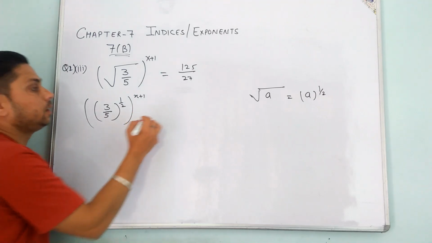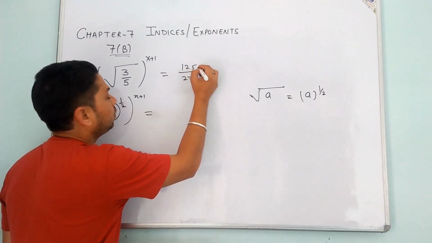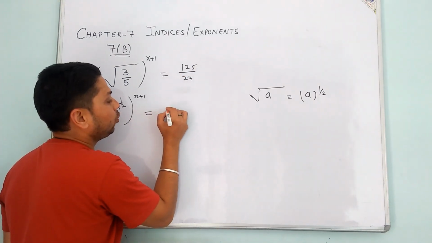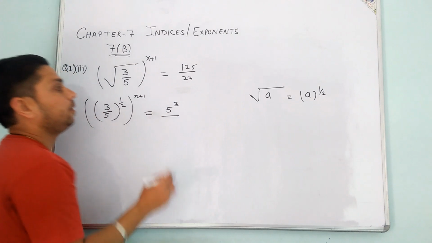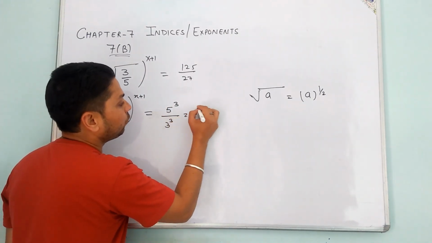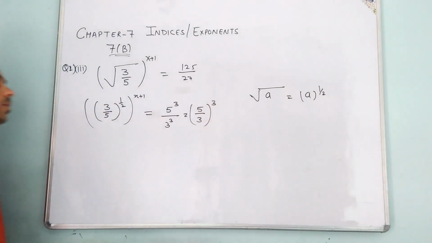X plus 1. This is equal to, now reduce into least fraction, that is equal to, lowest terms, it will give you 125. It is a cube of 5. What is 27? It is the cube of 3. This is equal to (5 upon 3) whole cube.